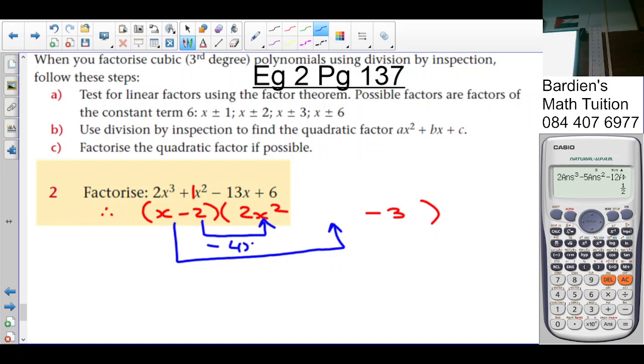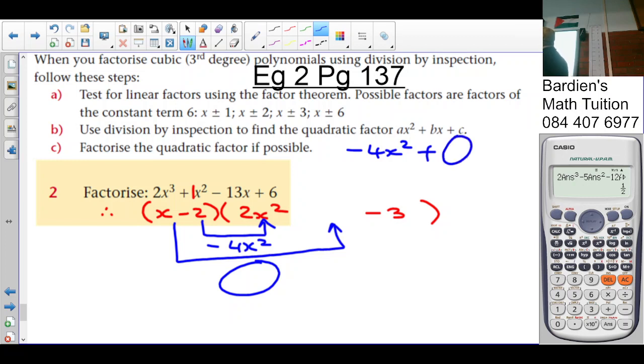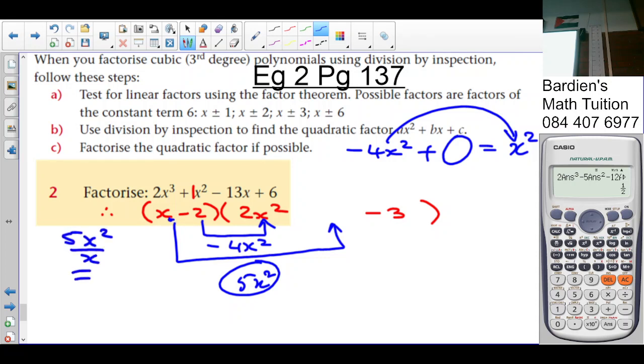Negative 4x squared. So the question you ask yourselves is, what must be added to negative 4x squared to give me an answer of x squared? You take it over. So what must be added? 5x squared. So what do we do with that 5x squared? You divide it by this number here. So 5x squared divided by x is going to give you 5x.